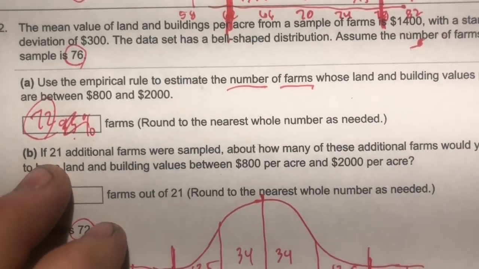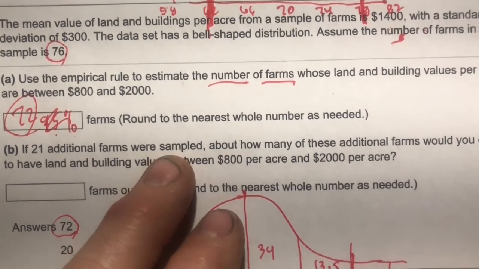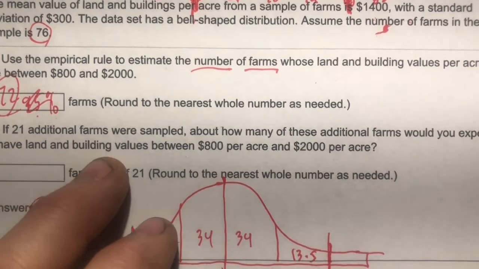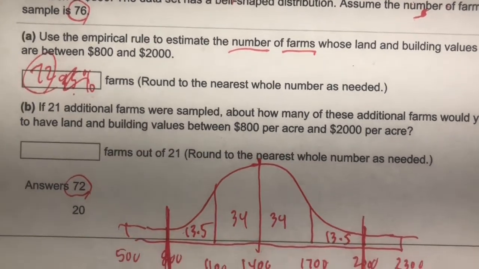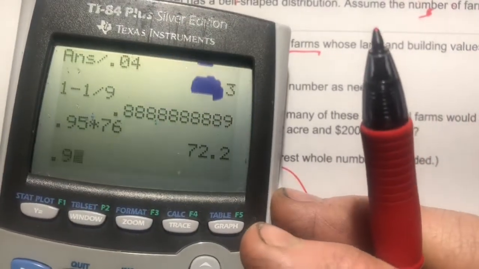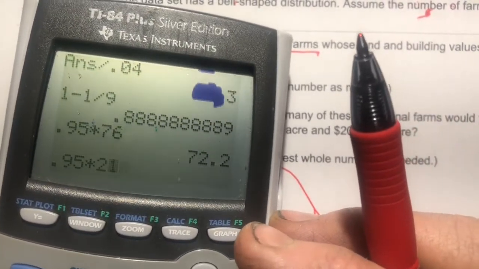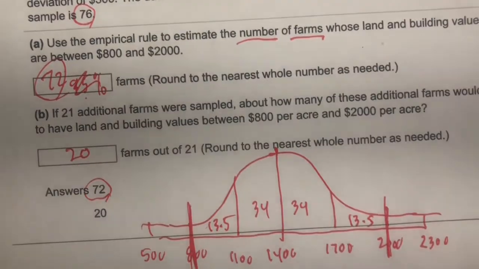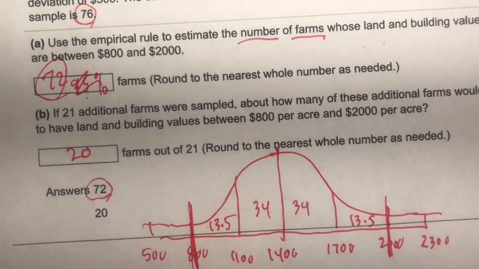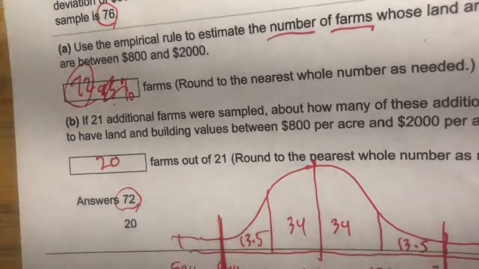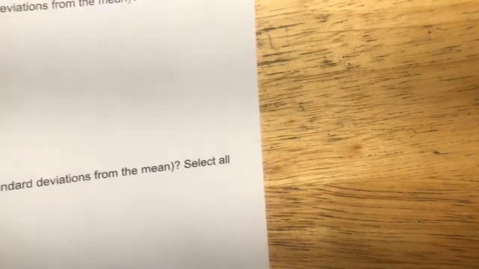Now, B says, if 21 additional farms were sampled, about how many of those additional farms would you expect to have land and building between 800 and 2,000? So, of those 21, if I do 0.95 times 21, I'm going to get 19.95 or 20. So I would expect 20 of these new ones to be in that range. Okay? So it's not very complicated. I think you'll catch on pretty easy.